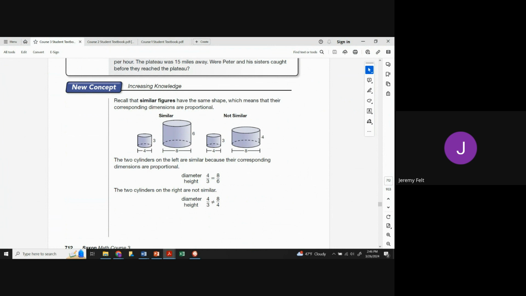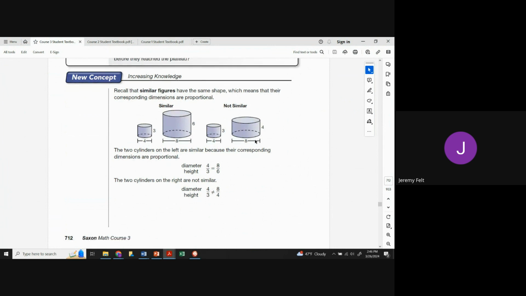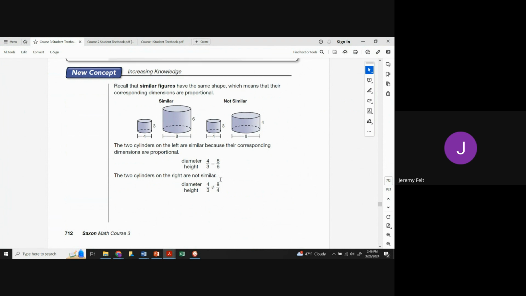And we can use what we've learned about cross products to pretty easily identify if they are. So 4 over 3, or you flip it 3 over 4, doesn't matter, equals 8 over 6. We cross multiply. 4 times 6 is 24. 3 times 8 is also 24, so they are equal. As we look at 4 over 3 and 8 over 4, 4 times 4 is 16, 8 times 3 is 24, so those are not equal.